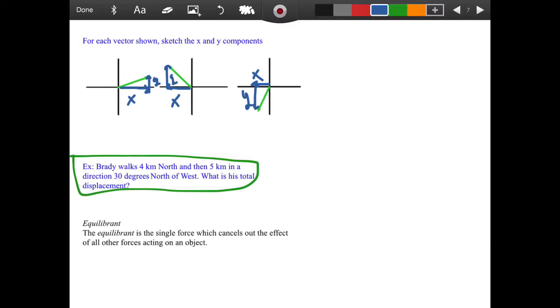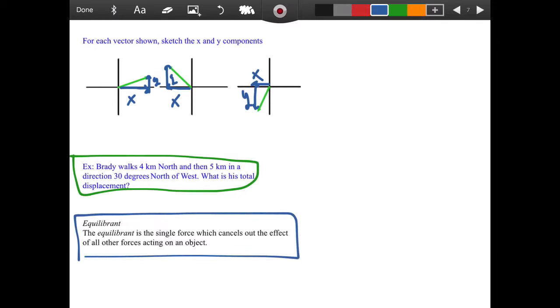Okay, so all of these vectors have different components. And then the equilibrant, that's going to be the single force which cancels out the effect of all forces acting on an object.